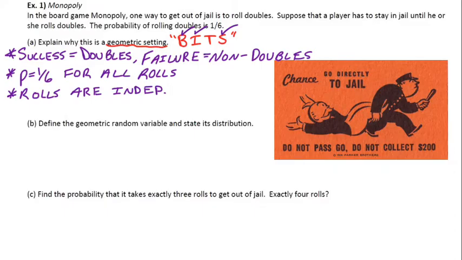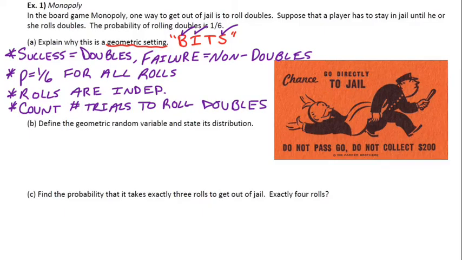So independence is good. By the way, it wouldn't really make any sense here to mention the 10% condition. We're not sampling from some larger population, we're just rolling dice. And lastly, for T, well, we're interested in how many turns it takes for us to get out of jail. So we're counting the number of trials it takes for us to roll doubles and thus get out of jail in Monopoly.